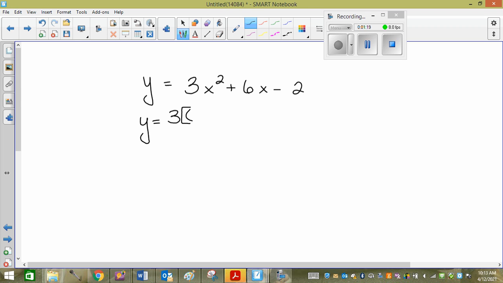That 3 comes out of how many? The first and the second. It comes out of the first 2, right? So we take a 3 out of 3x squared, and we're left with an x squared, which is what we need, because we need a 1 in front of that baby, right? That's what our goal is.